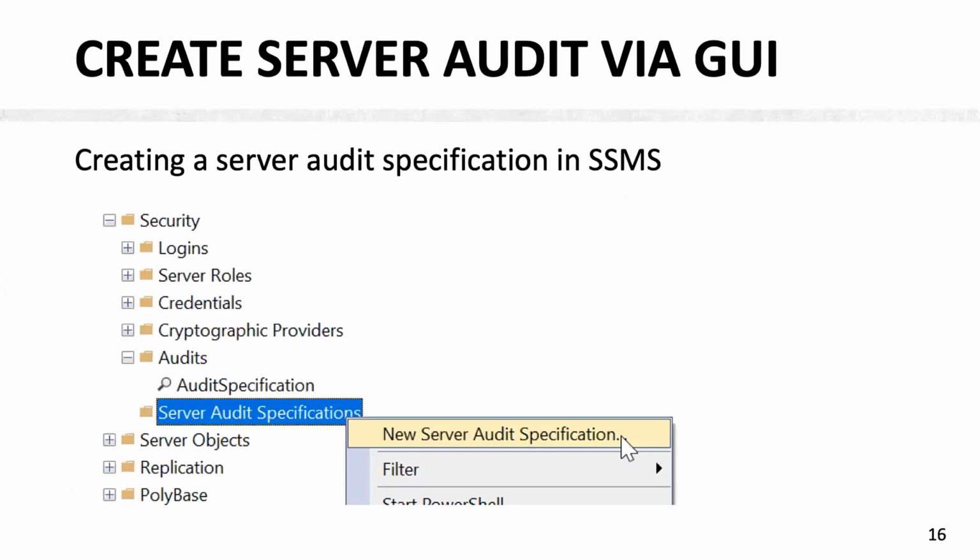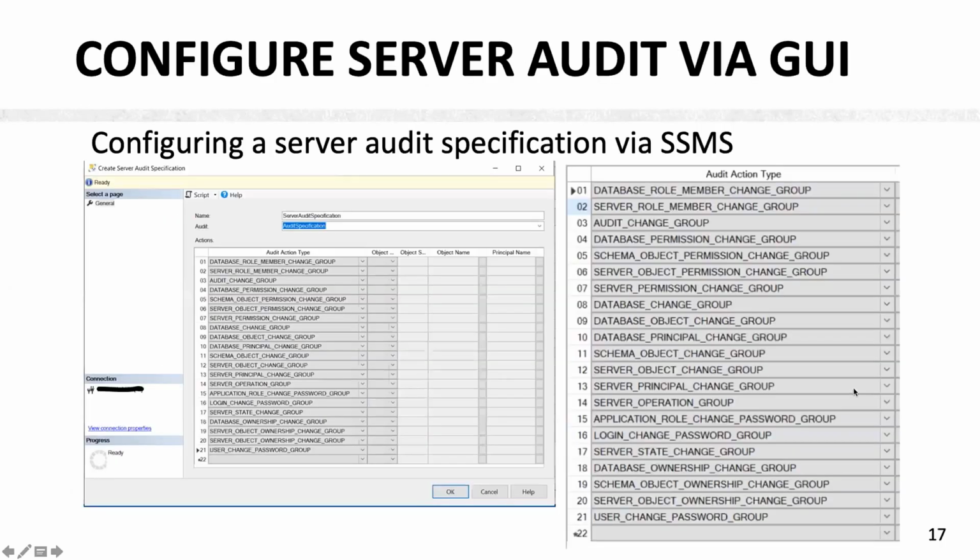The first of 2 optional audits is the server audit specification. And you set this up also under the security area of SSMS, and you right click to create a new one. And again, naming the audit. So I tend to just name it server audit specification, or maybe server audit specification_server name. Again, it's kind of up to you.